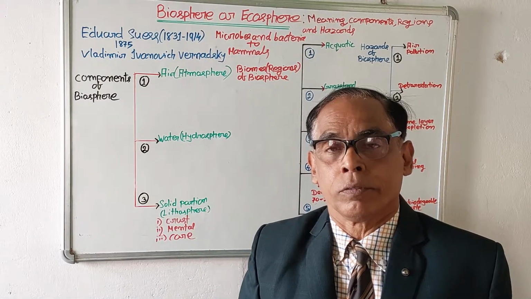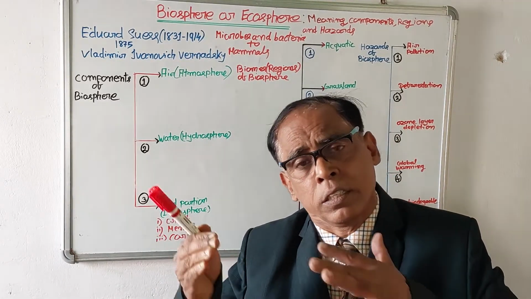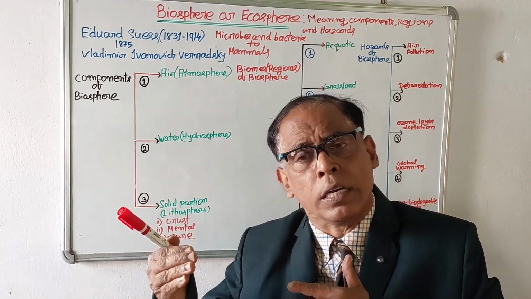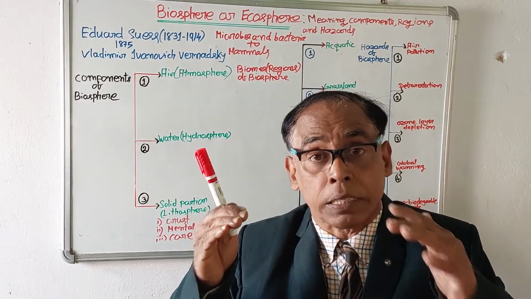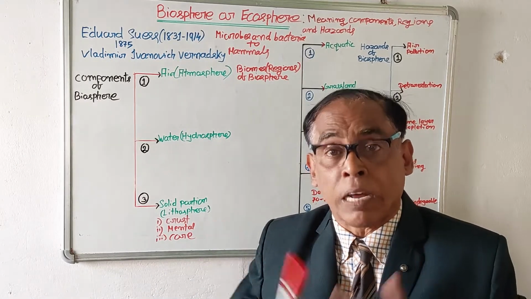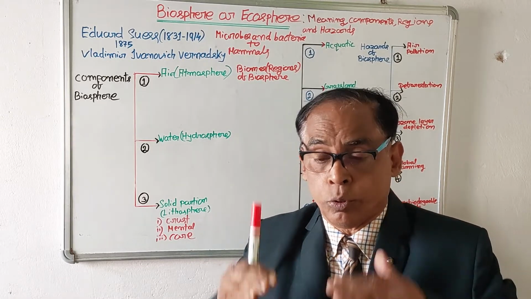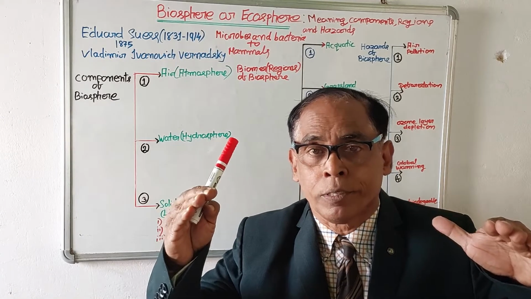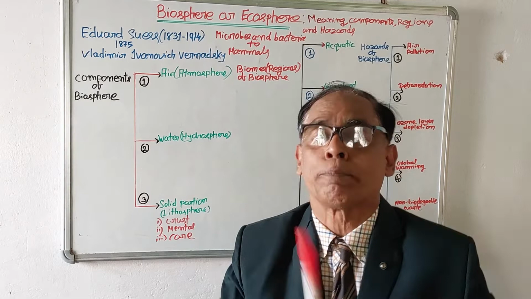Air consists of oxygen, carbon dioxide, methane, chlorine, a lot of other gases. But there are some gases which are useful for people, mainly oxygen. Carbon dioxide is necessary for plants. So, a vital element of biosphere is air. Without air, life will be a dream.